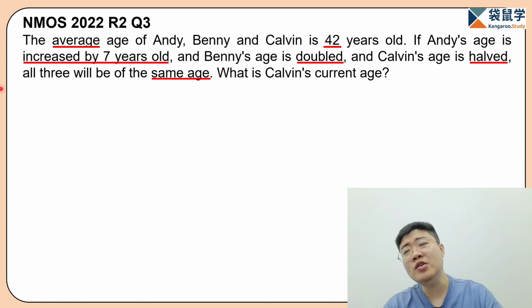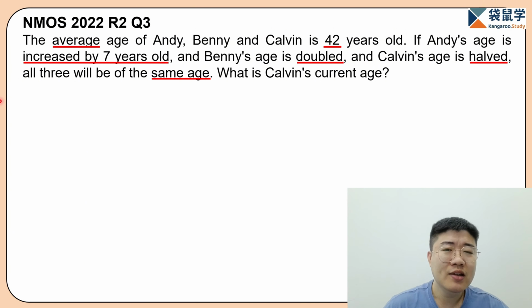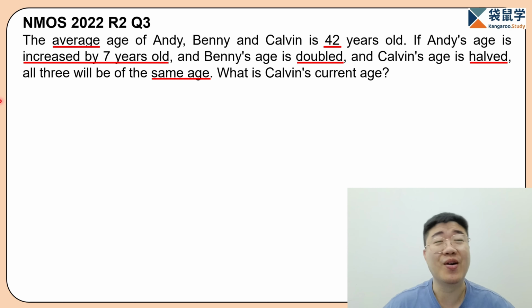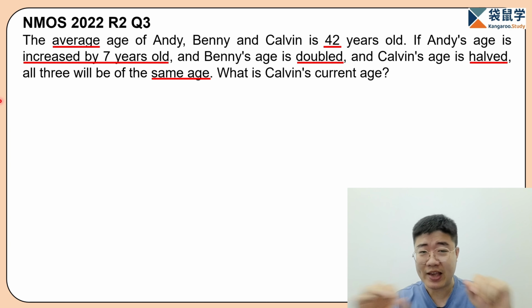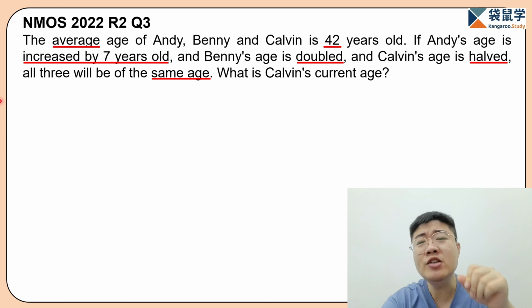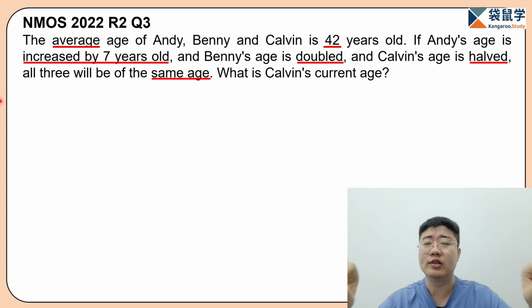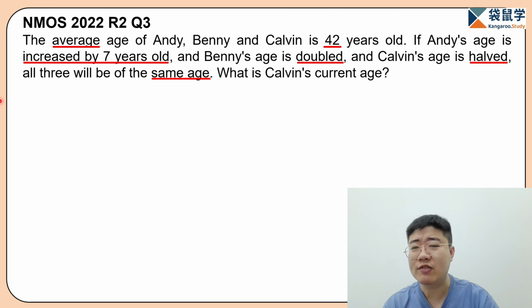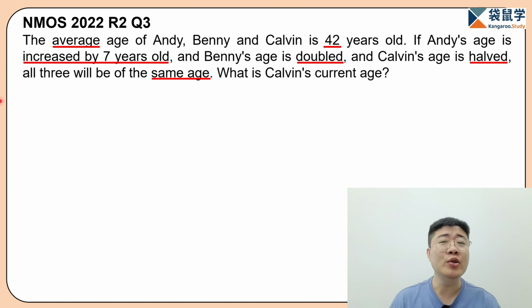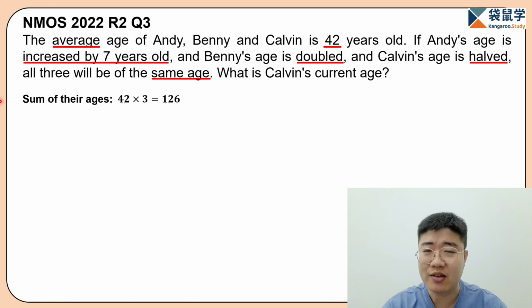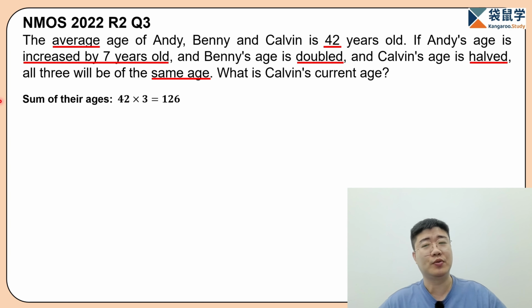So in this question, we know that they have given us the average. Now, everyone, knowing the average, what can we find from here? Of course, knowing the average, we can get the total, because average is the number that each of them will get if they are all the same. So, if they all have the same age, this age will be 42. So, now knowing this, we can find the sum of their ages. This will be 42 times 3, which is 126 years old.